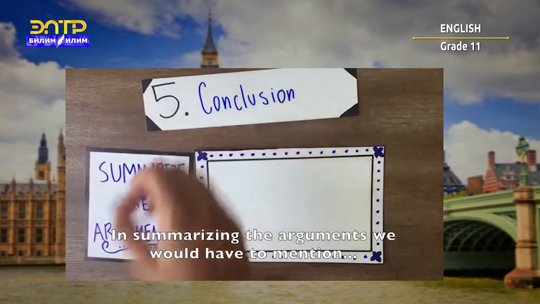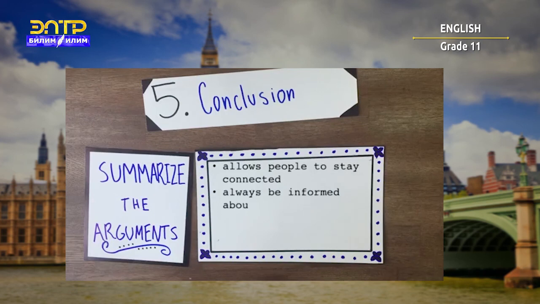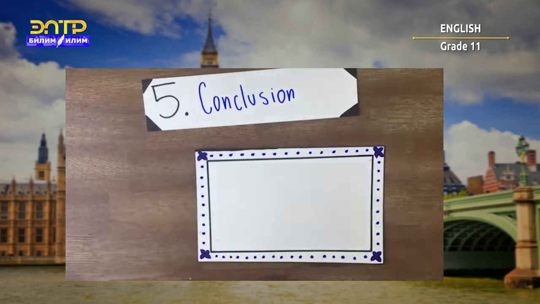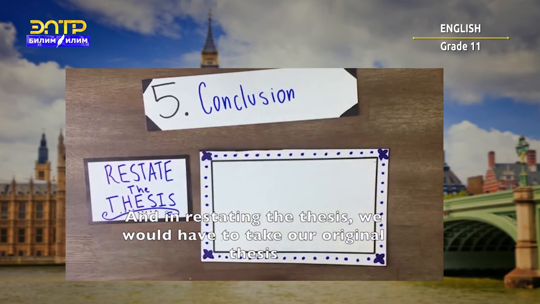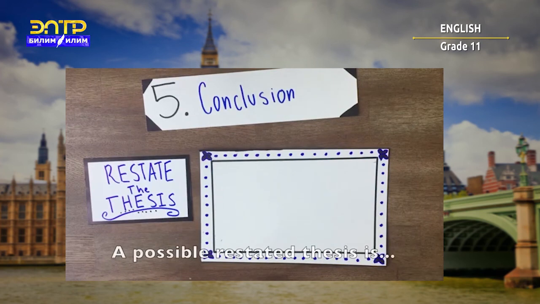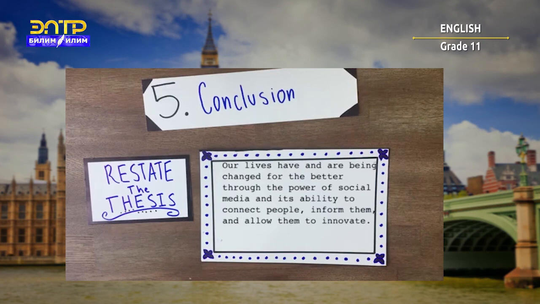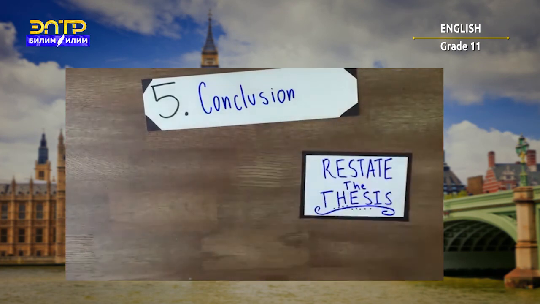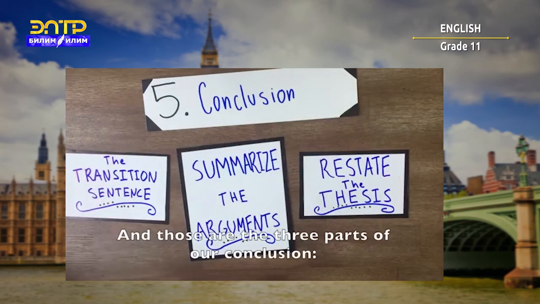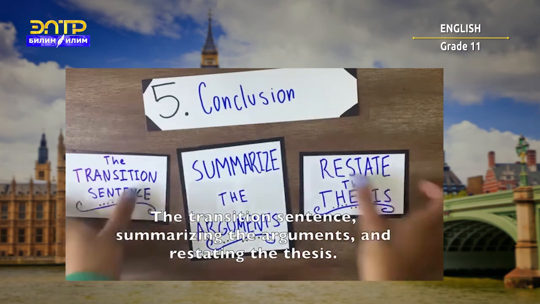In summarizing the arguments, we'd have to mention how social media allows people to stay connected, always be informed about world events, and work creatively online. And in restating the thesis, we'd have to take our original thesis and re-emphasize it to end the essay. A possible restated thesis is, our lives have and are being changed for the better through the power of social media and its ability to connect people, inform them, and allow them to innovate. And those are the 3 parts of our conclusion: the transition sentence, summarizing the arguments, and restating the thesis.